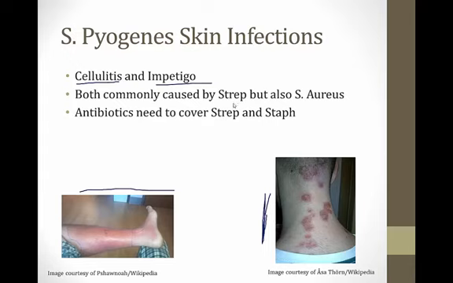Both are commonly caused by strep, but they can also be caused by Staph aureus, and I talk about this in the module on staph. So when you're choosing antibiotics to treat both of these infections, you need to pick an antibiotic that covers strep and staph in order to make sure that if Staph aureus is present, it gets treated.